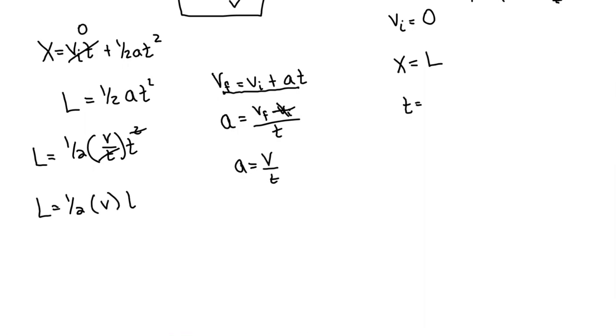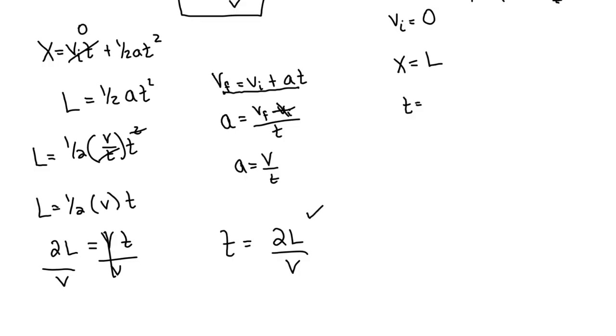All right, multiply both sides by 2 because we're trying to get time by itself. And then divide both sides by our velocity. And now we've arrived at the equation that we were asked to derive, 2L over V. And so that's the first part, A.